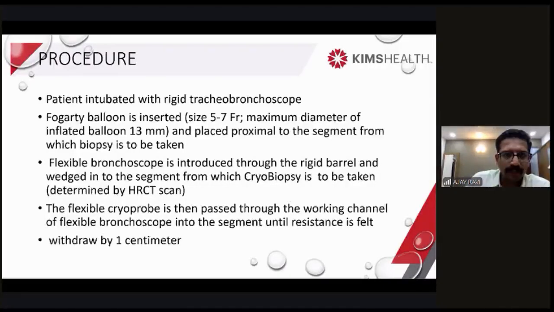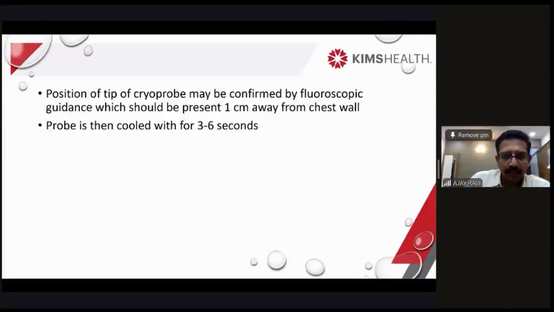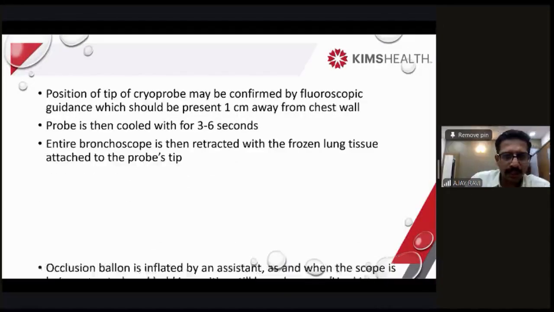On the working channel, you pass the cryoprobe. Once your cryoprobe reaches the periphery, the pleura, you feel the resistance. Alternatively, you will be using the fluoroscope to confirm that the target location has been reached. Once you feel the resistance, you withdraw it by 1 centimeter. Then you freeze it for 3 to 6 seconds, as I said earlier.